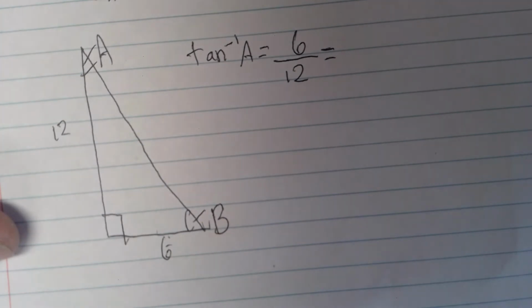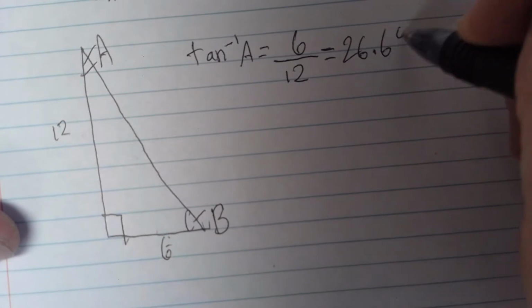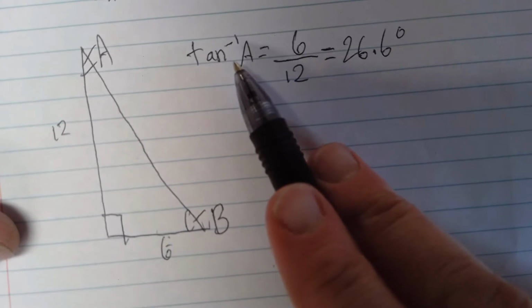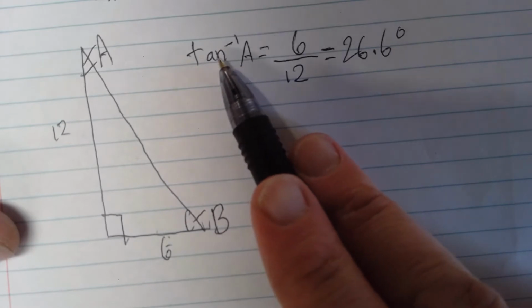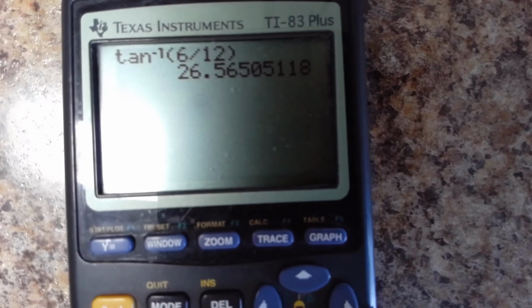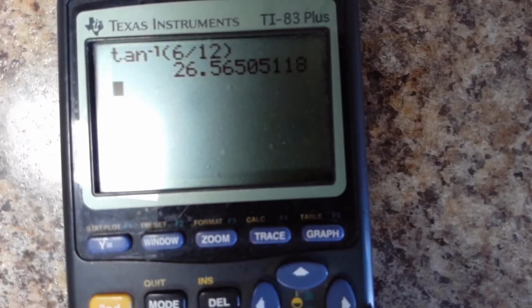Second, tan, 6 divided by 12, 26.6 degrees. So I did this tan inverse. Instead of doing the decimal and then the inverse, I simply did tan inverse. So second tan, 6 divided by 12. Show you. You can skip a step with these TI-83 calculators. If you're finding an angle, tan inverse 6 divided by 12, 26.6.